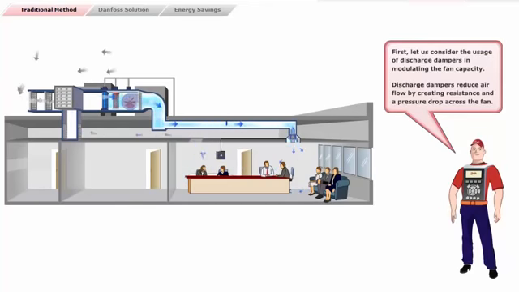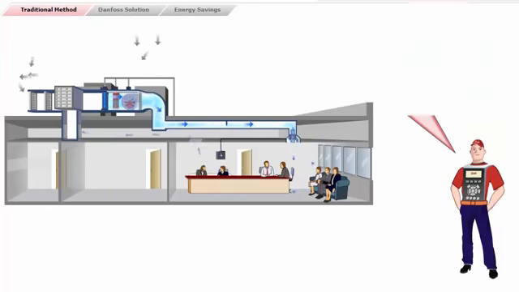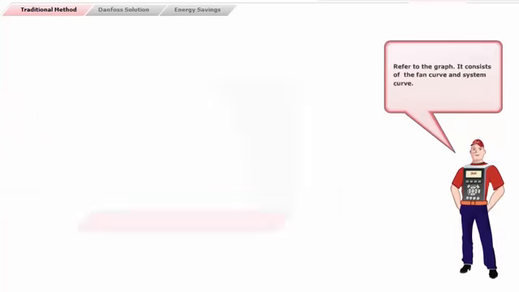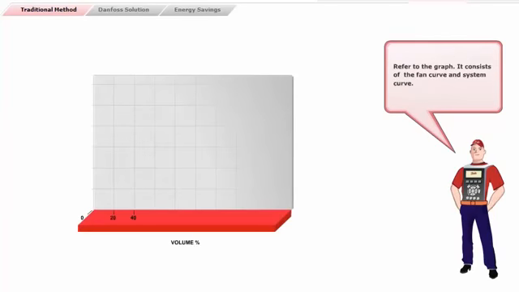First, let us consider the usage of discharge dampers in modulating the fan capacity. Discharge dampers reduce airflow by creating resistance and a pressure drop across the fan. But, in this method, when the fan moves up the fan curve, the motor power changes very little, and less energy savings occur. There are more energy-efficient means of controlling fan capacity. Refer to the graph.